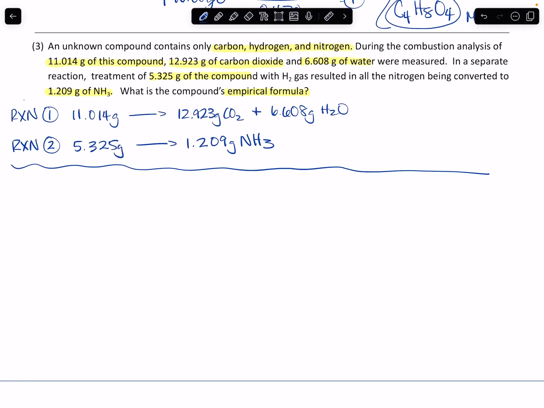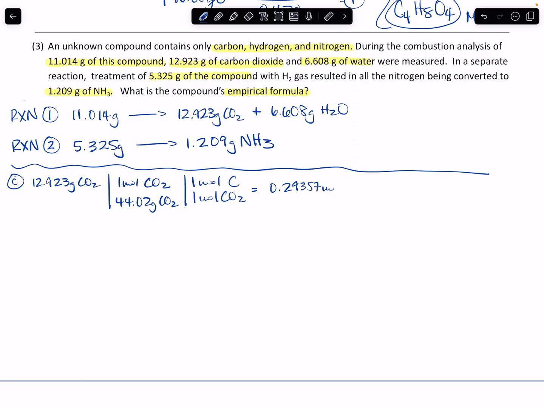We're going to do the same thing that we did before with the carbon and the hydrogen, using the CO2 and H2O. So let's start there. Again, 12.923 grams of CO2. 1 mole of CO2 has a molar mass of 44.02. You can see why I know that molar mass by now. And then 1 mole of CO2 molecules contains 1 mole's worth of carbon atoms. So we multiply that out, we get 0.29357, that's in moles of carbon. So there's the carbon.